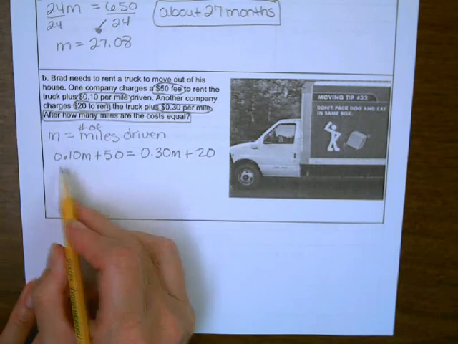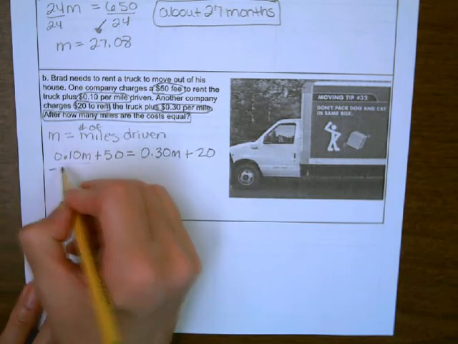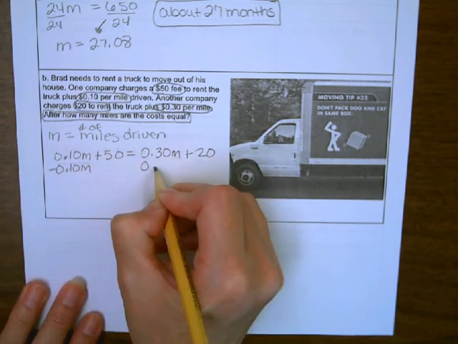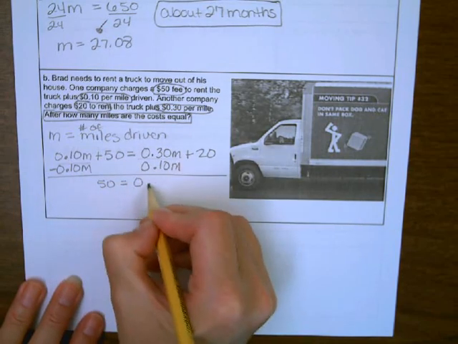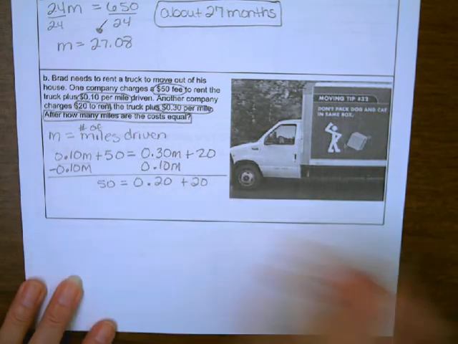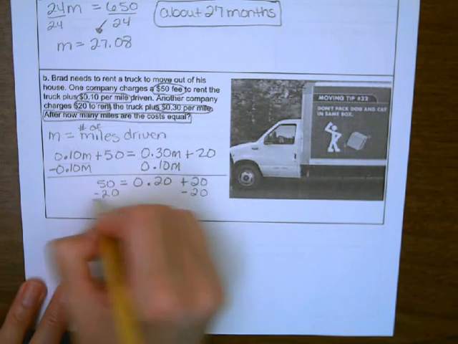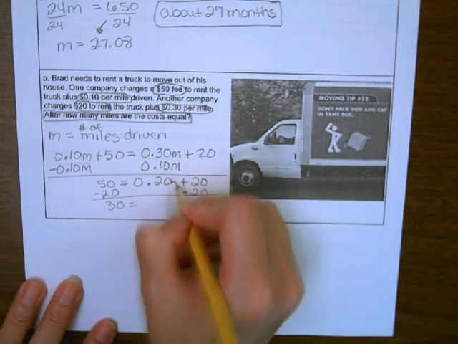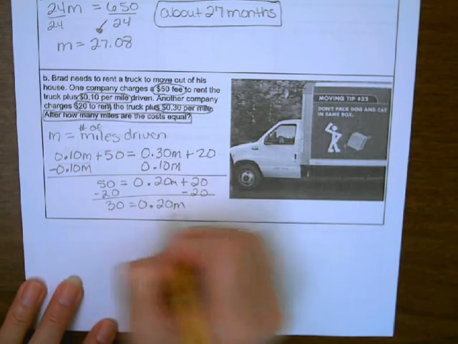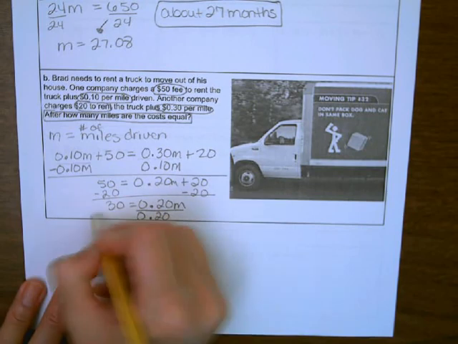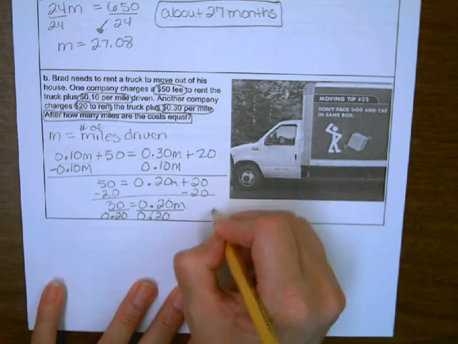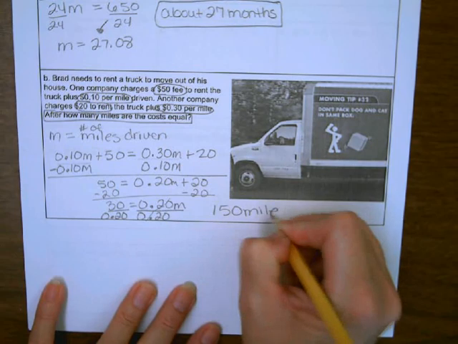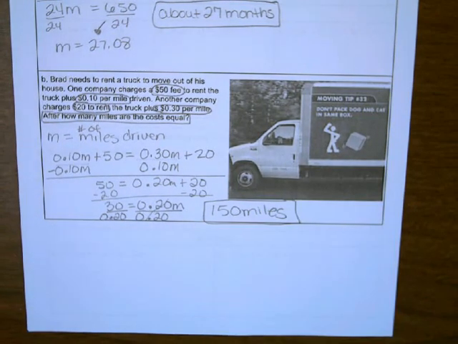Okay? Here's my variable. I'm going to start with the smaller variable. I'm going to use an inverse operation. Subtract 20. I get 30 equals 0.20m. Divide by 0.20, and I'm going to get 150 miles. All right.